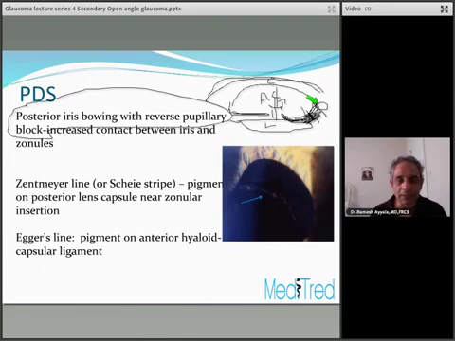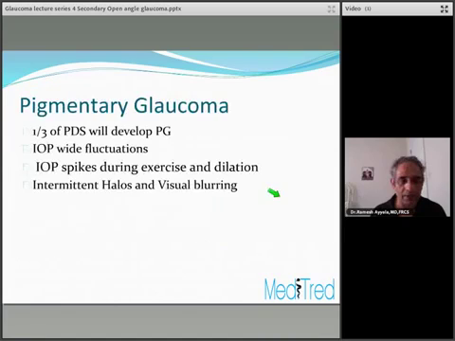So there are a couple of names that you need to remember from the exam point of view: the Zentmayer line, which is pigment on the posterior lens capsule near the zonular insertion. Here is an example of that we're trying to show you. Egger's line, which is pigment on the anterior hyaloid capsular ligament. So this pigment can get deposited anywhere in this anterior segment. And the guy who first described it got his name attached to it.